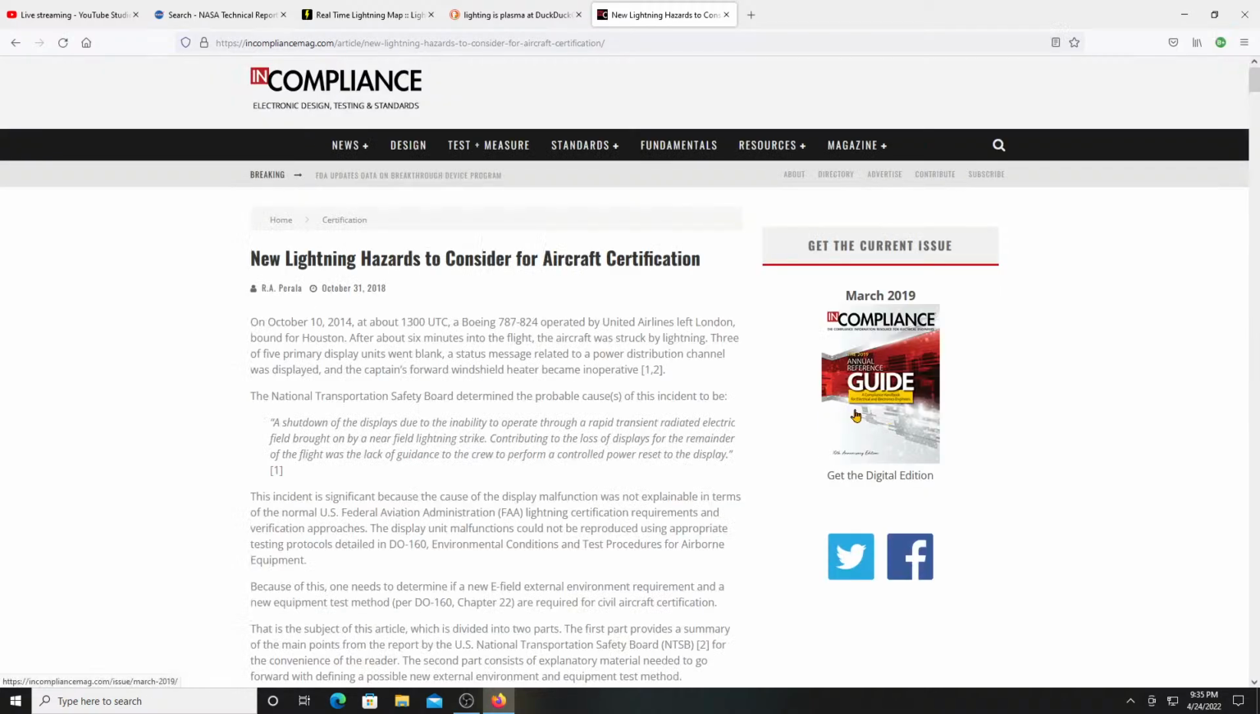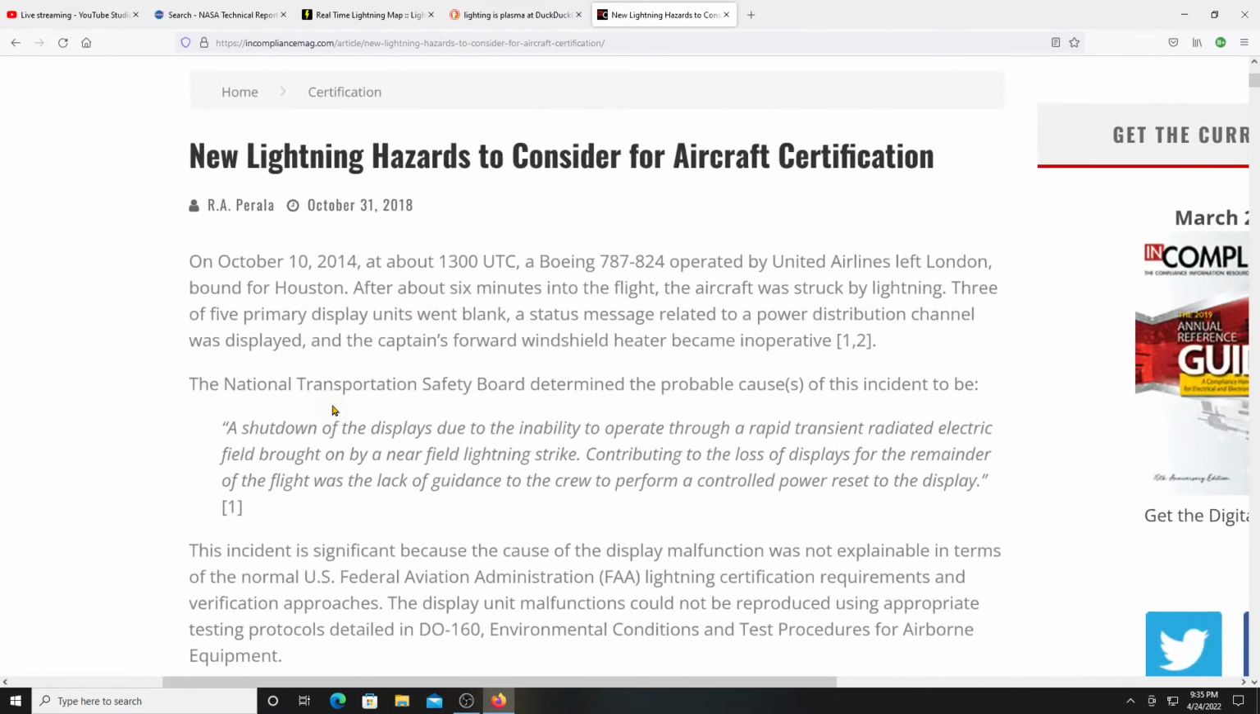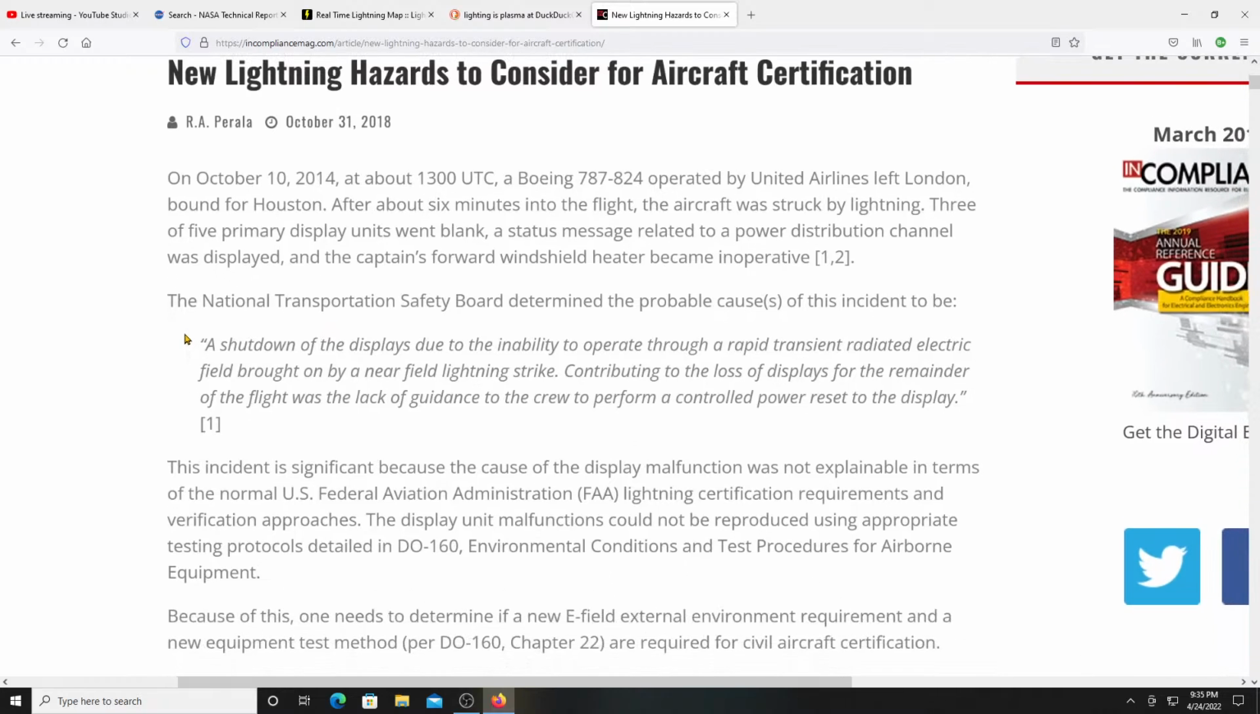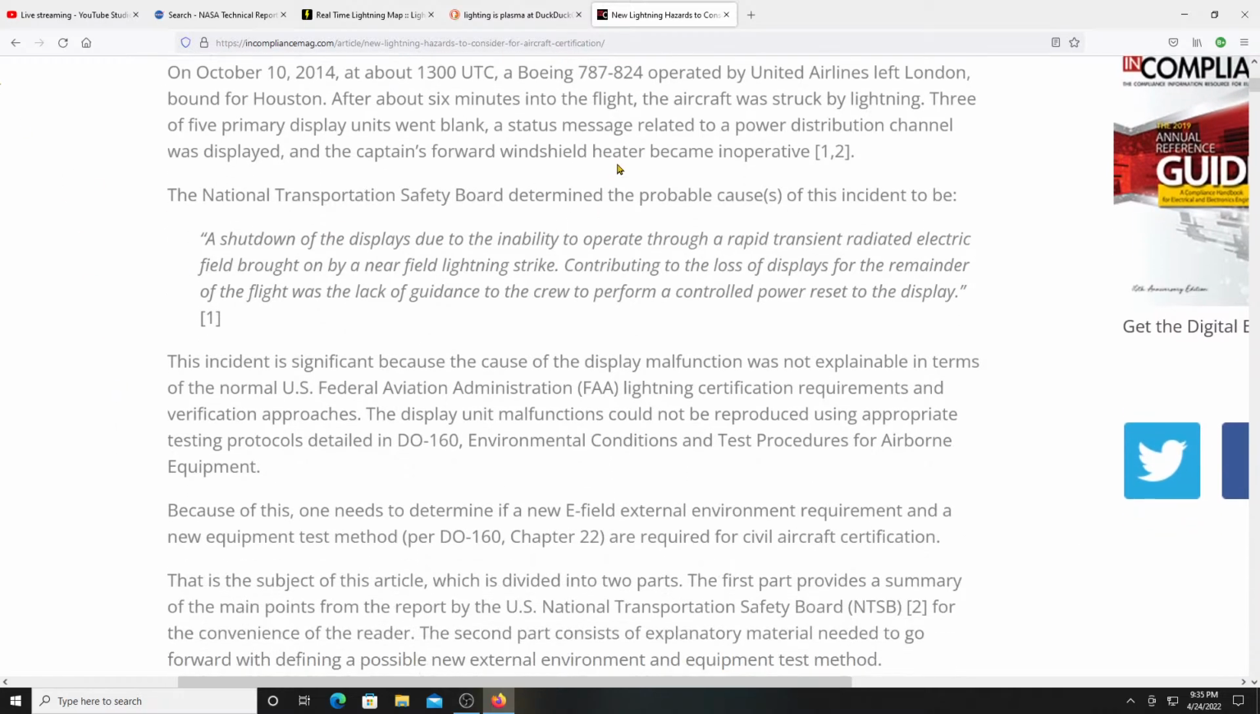Oh, you all, I didn't want to do that. 700 strikes were encountered. Okay, so a shutdown of the displays due to the inability to operate through a rapid transient radiated electric field brought on by a near-field lightning strike. Contributing to the loss in displays for the remainder of the flight was the lack of guidance to the crew to perform a controlled power reset.